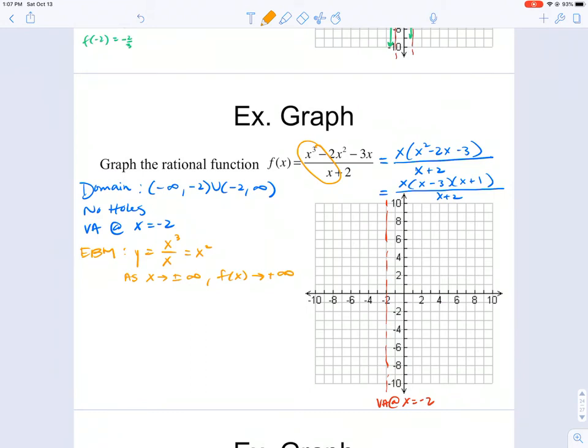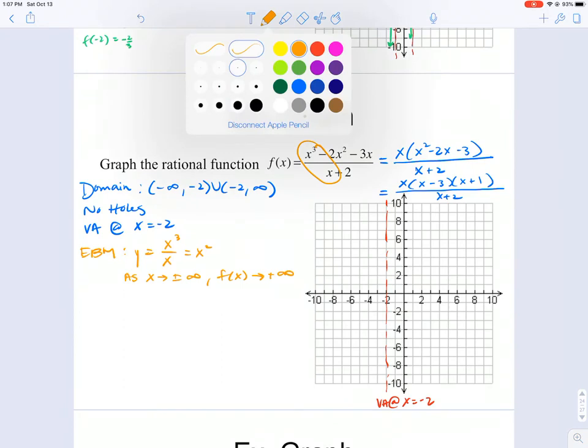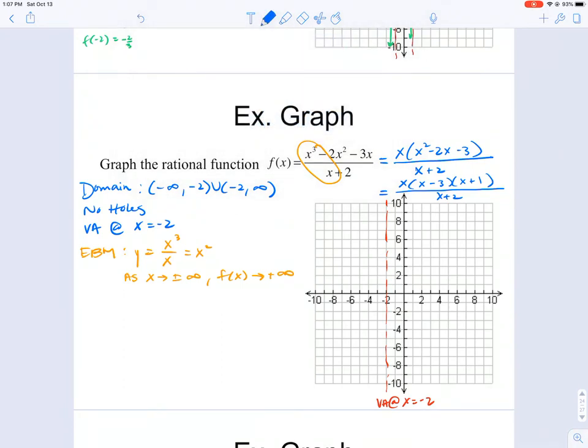If we did rewrite f of x after doing polynomial long division we could get a better idea, but we're not going to do that for now, unless it seems like we need to. Okay, so x-intercepts are going to be wherever the numerator is equal to 0. So that's going to be at 0, 0. We'll have one at 3, 0, and -1, 0. I'm going to graph those.